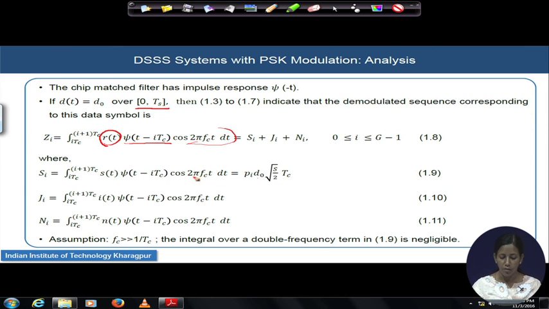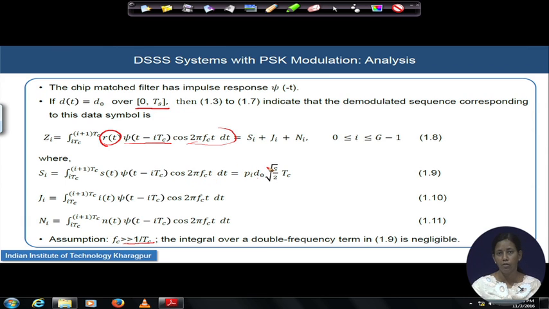Considering that this fc is really too high compared to 1 by Tc, then the second order or higher component values of the cosine won't be good enough to contribute anything inside the component of the Si. We will neglect all those terms. So, we will be ending up here with the cos square 2 pi fc t, where by adjusting the 2 here, we get 2 cos square 2 pi fc t.